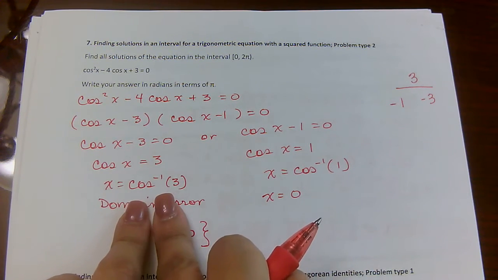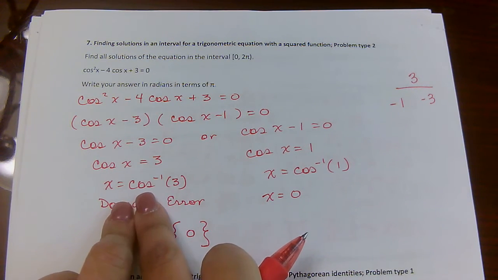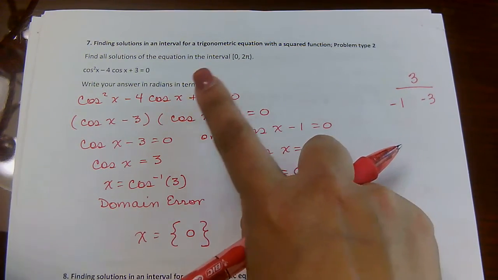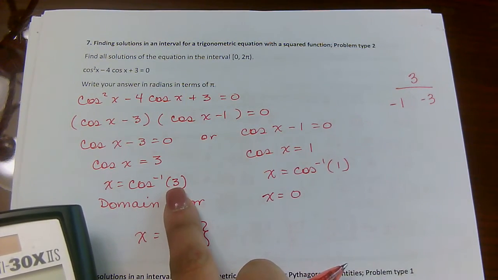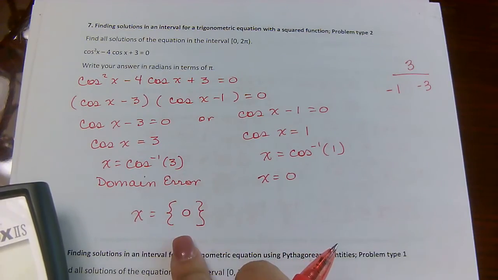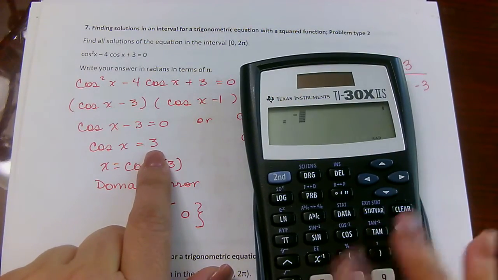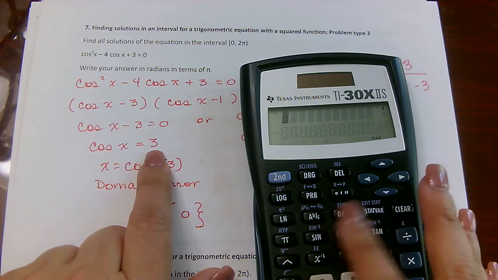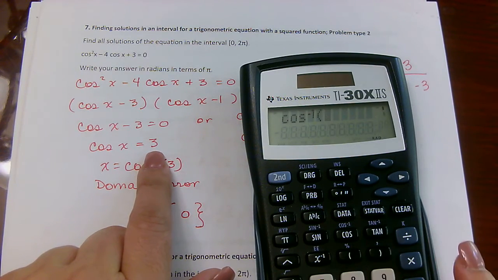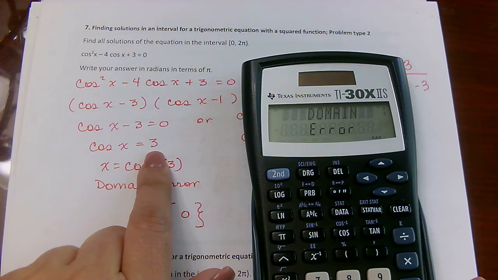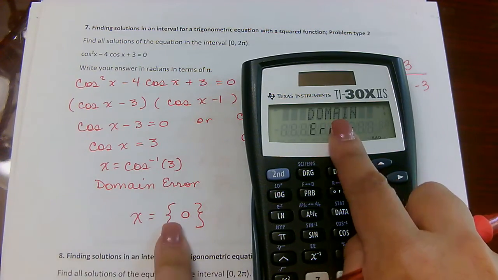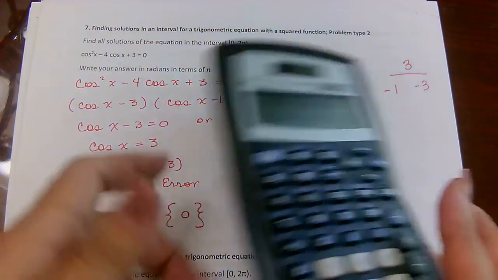Add 3 to both sides. This is not on the unit circle. Go ahead and make sure you're in radian mode. And if you can see here, remember when this is above 1, it's going to be a domain error anyway. Go ahead and do the inverse cosine of 3. Domain error, so this one does not exist.